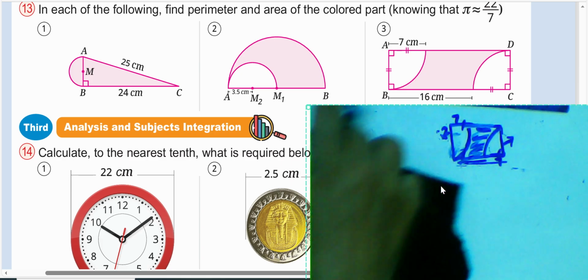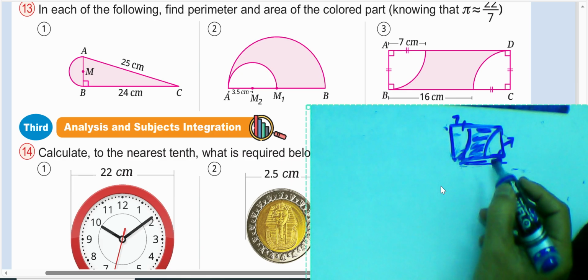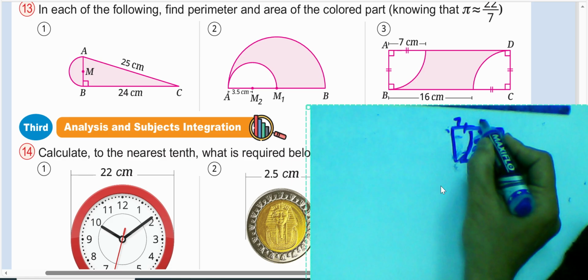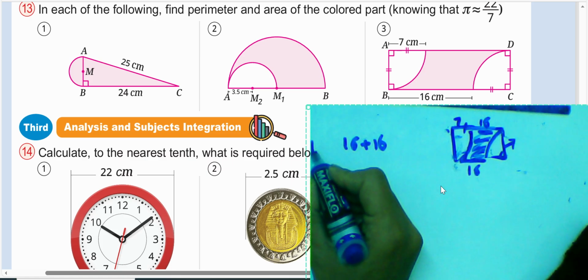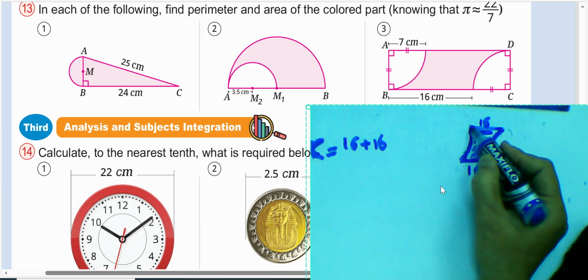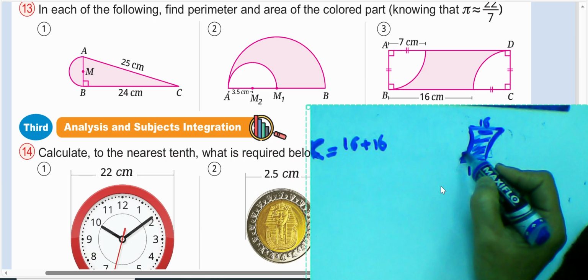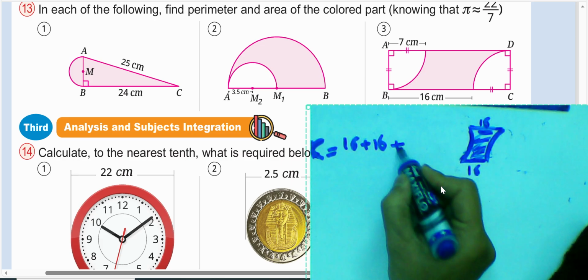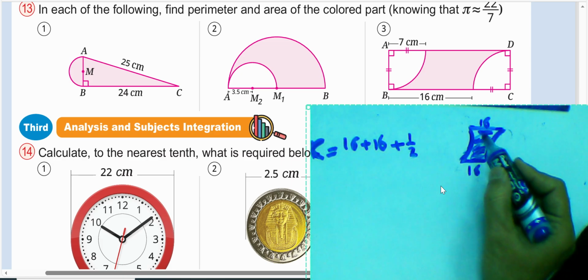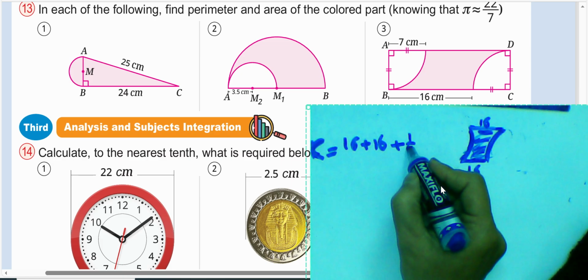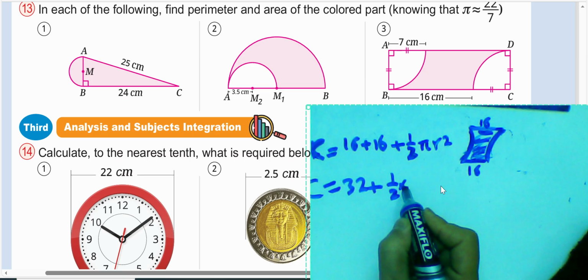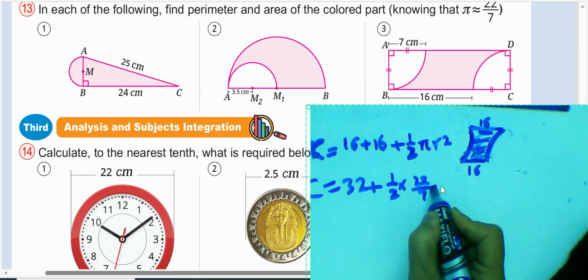How can we find the circumference of the colored part? Listen, this part is 16 and this part is 16. Write 16 plus 16 to find the circumference, and this curve plus this curve. This curve is a fourth of a circle, and this curve is a fourth of a circle. A fourth plus a fourth will be half of the circle, half by r power 2. Then the circumference equals 32 plus half product by 22 over 7 product by radius power 2.